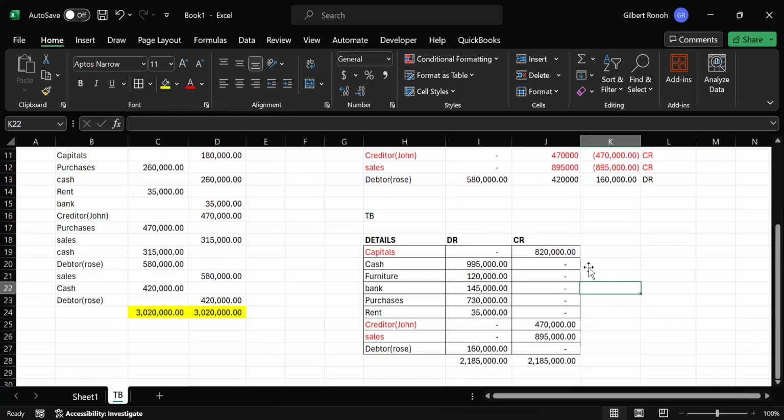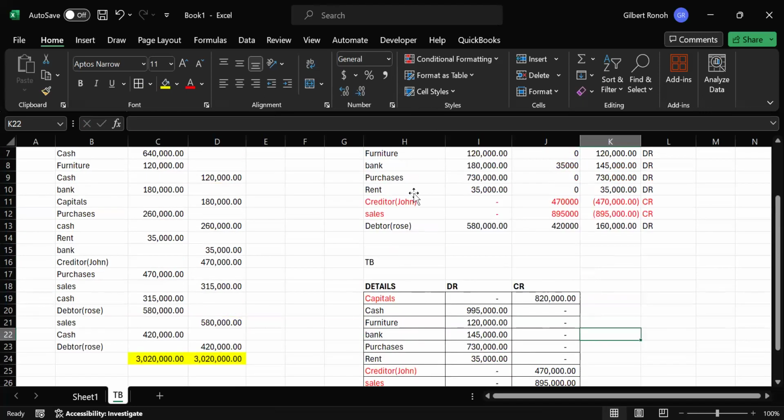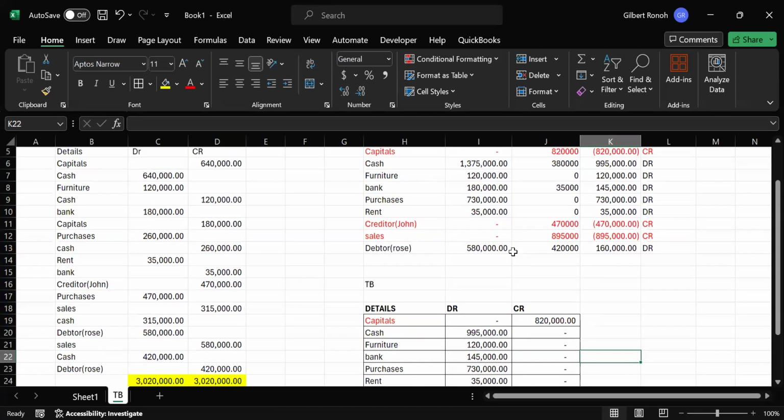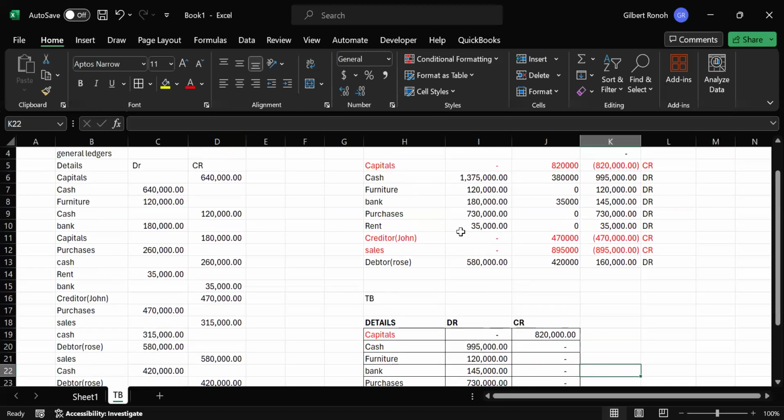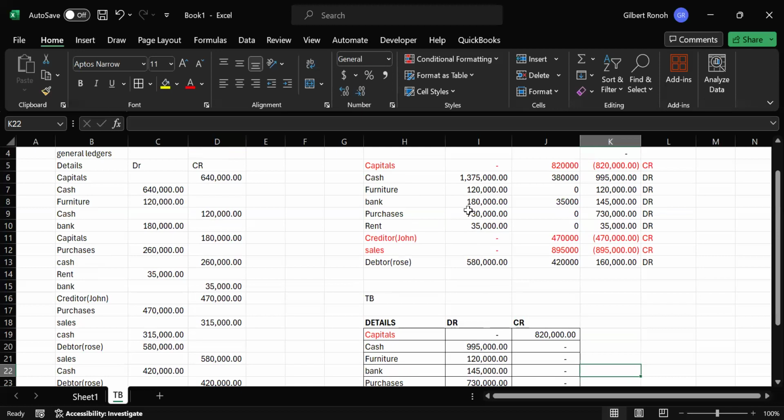Yes? I'm getting nothing. Okay, I'm getting nothing in what you are doing. I'm totally confused. I don't mind the Excel function, but are you getting the concept of getting a trial balance? Yeah, I'm getting the concept.